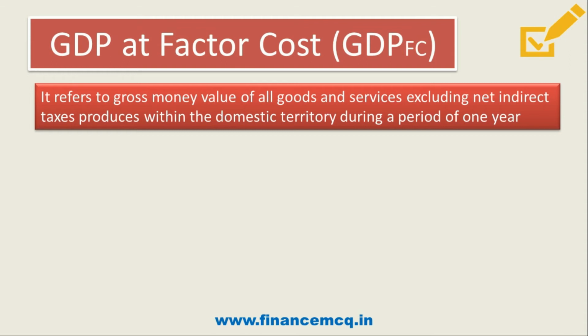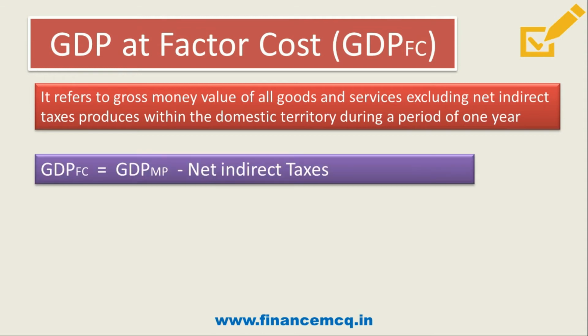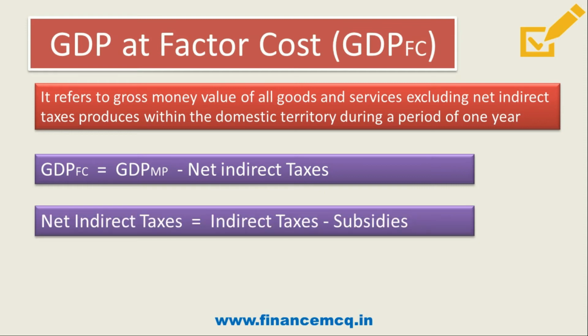So it includes the gross money value of goods and services, excluding your net taxes, produced within the domestic territory. And how is it calculated? It is calculated as GDP at market price minus net indirect taxes. Remember, we talked that GDP at market price includes net indirect taxes. Here, if you subtract net indirect taxes from GDP at market price, we will get GDP at factor cost. And friends, net indirect tax is calculated as indirect taxes minus subsidies, which we already discussed in the previous slide.